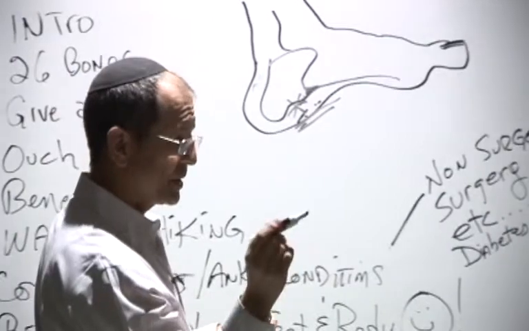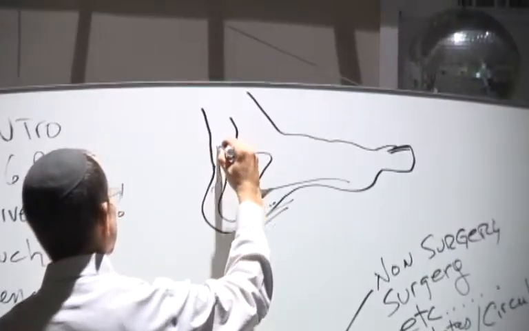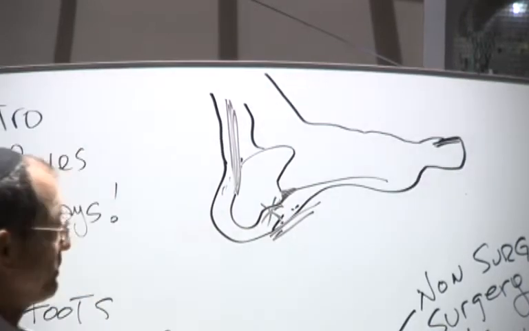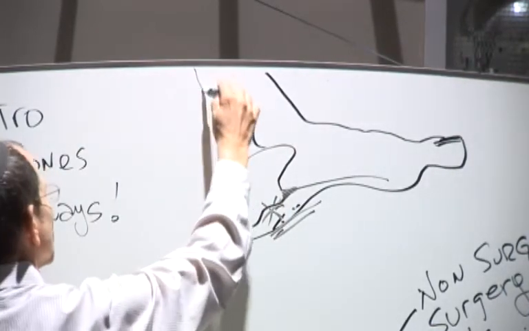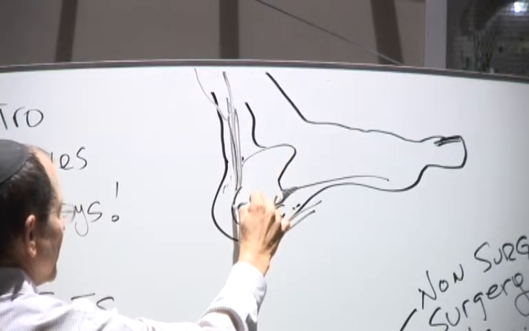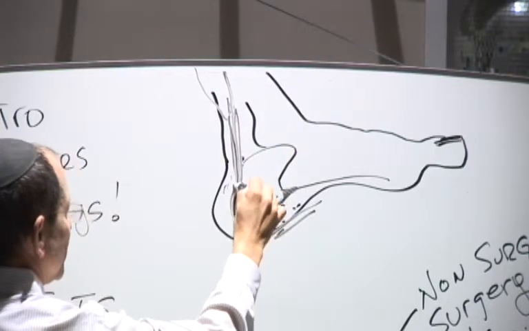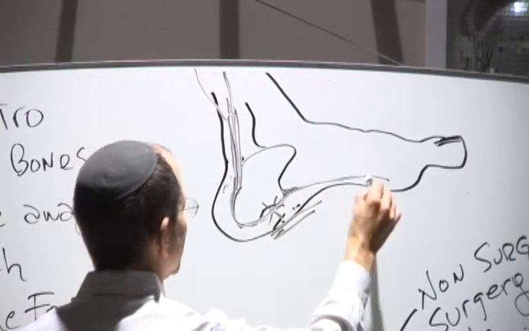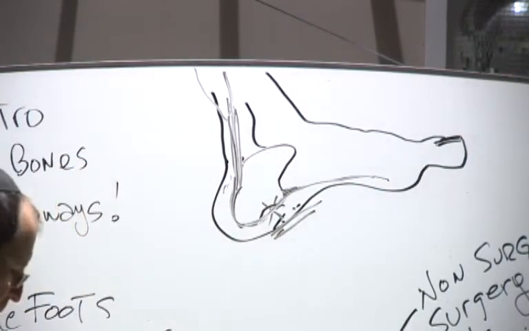Now, a cousin to that is Achilles tendonitis. The reason I say it's a cousin is because very few people realize that your calf muscle becomes your Achilles tendon, and then that becomes melted in with the lining of your heel, and that becomes continuous with the ligament on the bottom of the foot.